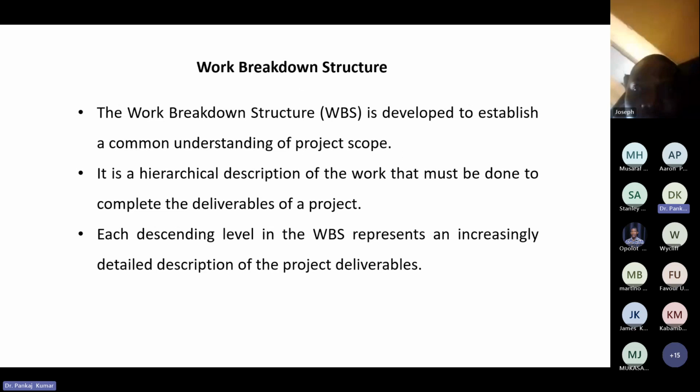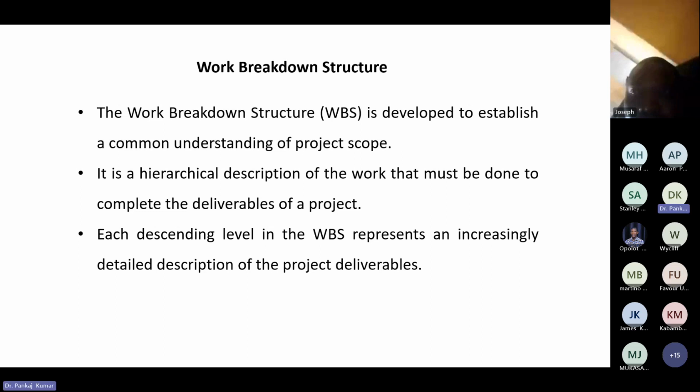The work breakdown structure is a tool for communication, ensuring that all project stakeholders, including team members, clients, and sponsors, have a shared understanding of the project scope. It eliminates ambiguity and reduces the risk of misunderstandings.